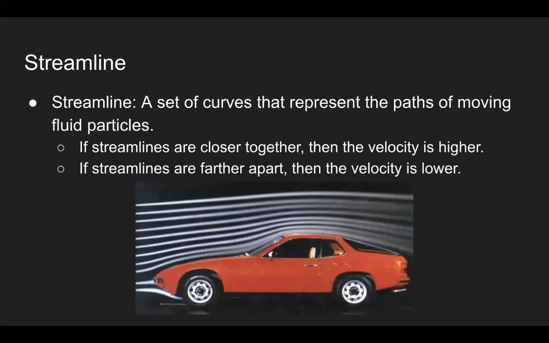There are three important properties when it comes to streamlines. 1. Streamlines never cross or intersect other streamlines. 2. At every instantaneous point in time along the streamline, the velocity of the moving fluid particle is tangent to the curve of the streamline. And 3. The separation or distance between two streamlines correlates to the velocity of the fluid particles.